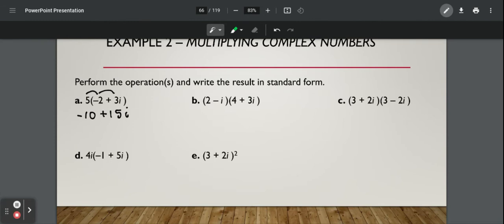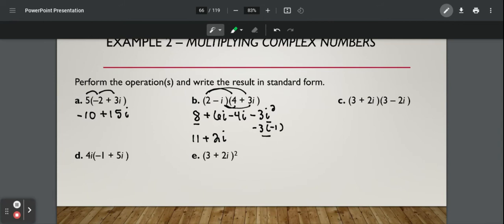For part B, it's like we're multiplying two binomials, so we're going to FOIL. So we'll do the first term, the outside term, the inside term, and the last term. So we get minus 3i squared. Now remember, i squared is negative 1. So this is really like saying 3 times negative 1, which is like plus 3. So we can combine this 8 and 3 and say 11 plus 2i.